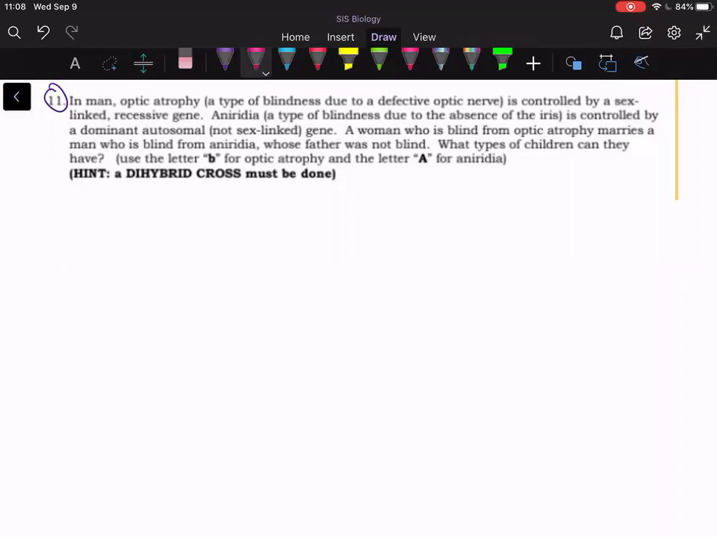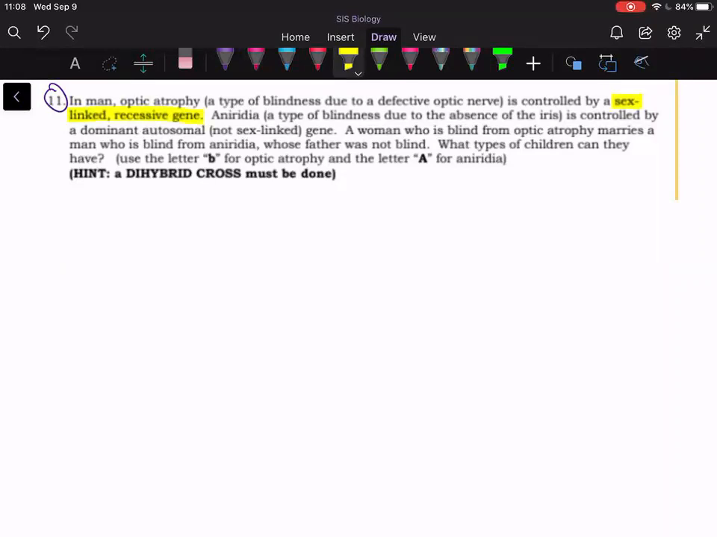Let's try one last one together, and I picked the hardest one. So it says, in a man, optic atrophy, a type of blindness due to a defective optic nerve, is controlled by a sex-linked recessive gene. So that's important. It's a sex-linked recessive gene.